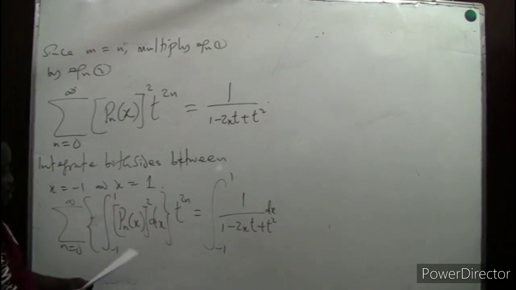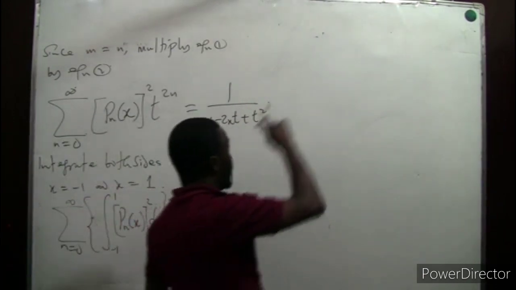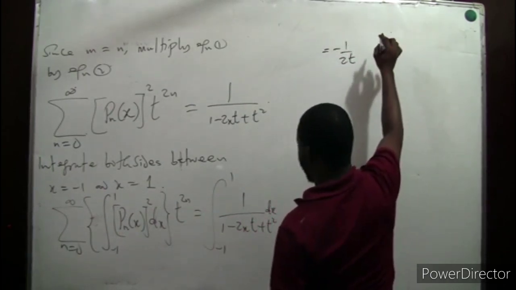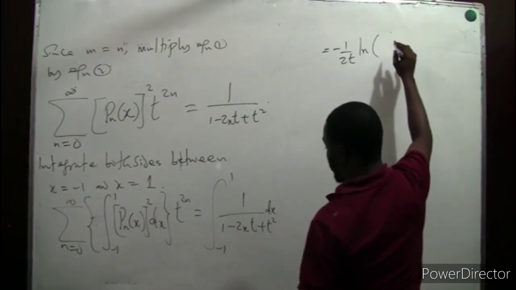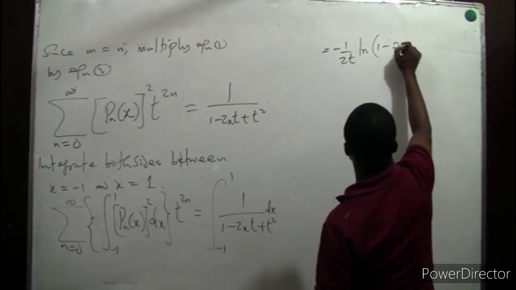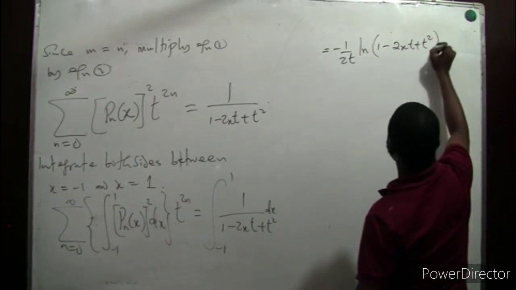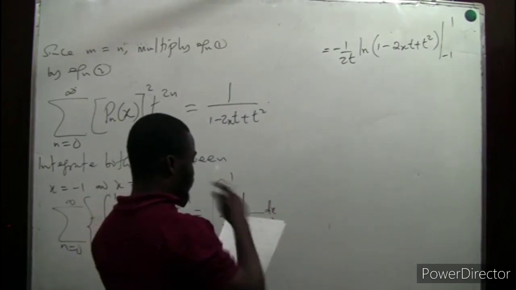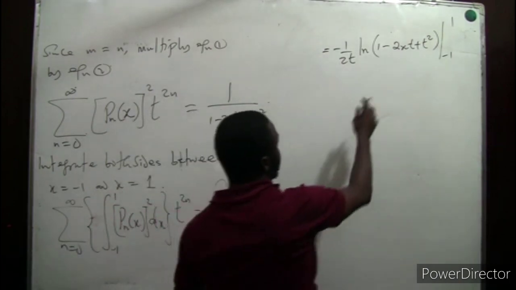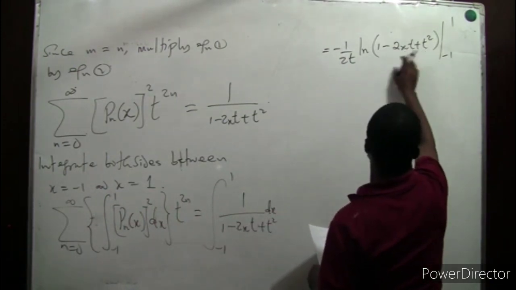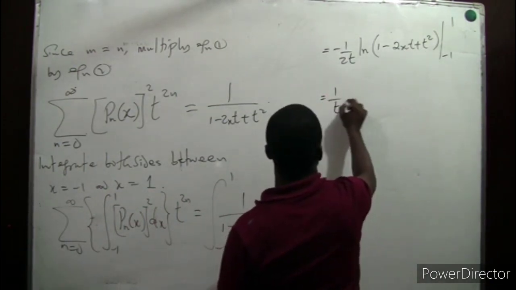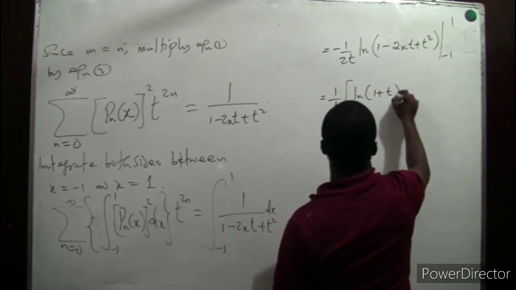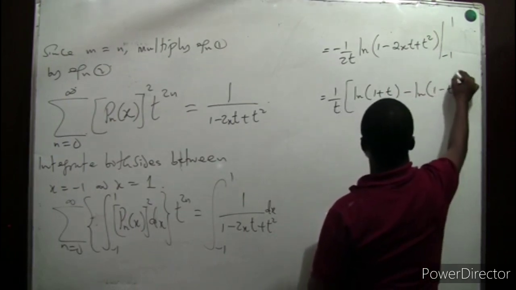What do we have? If I integrate this, we generate minus 1 over 2t ln 1 minus 2xt plus t squared between minus 1 and 1. That will be our integral. Substitute that value and simplify. Substitute 1 for x, substitute minus 1 for x, simplify. We generate 1 over t, bracket ln 1 plus t minus ln 1 minus t.